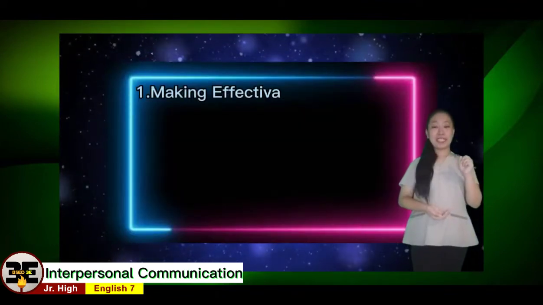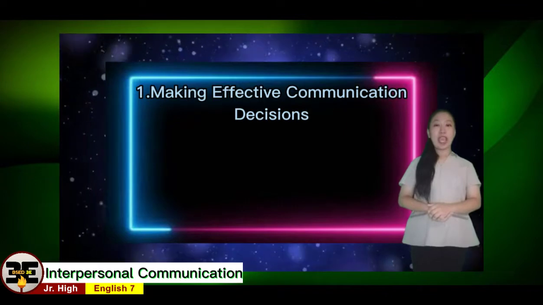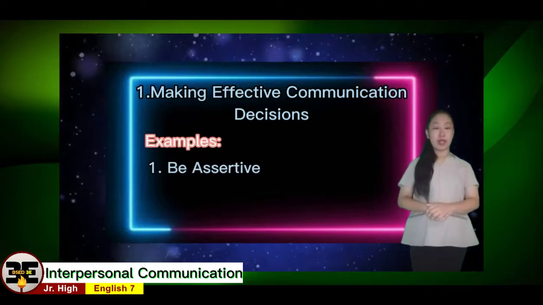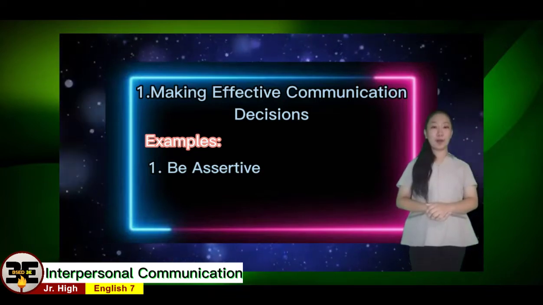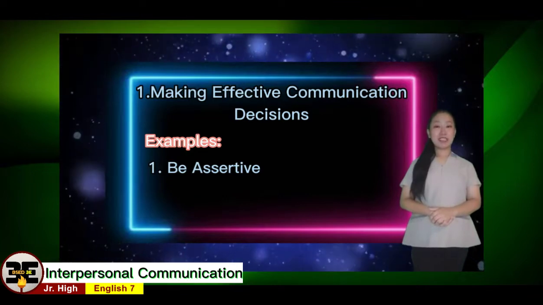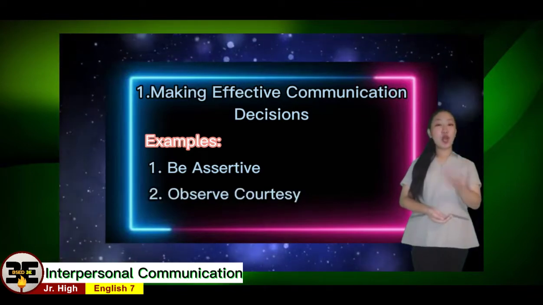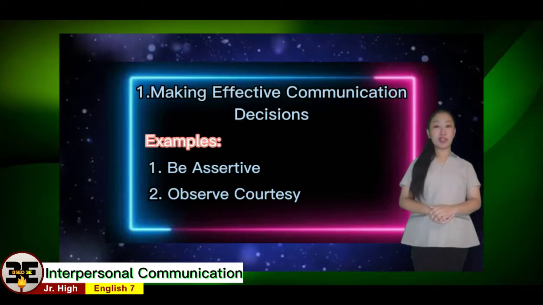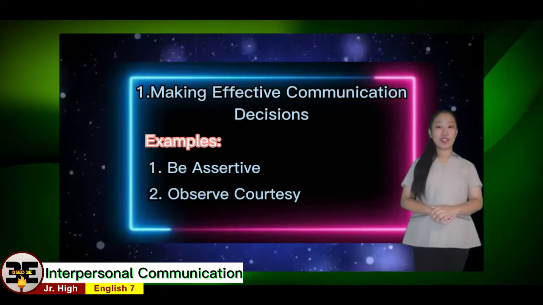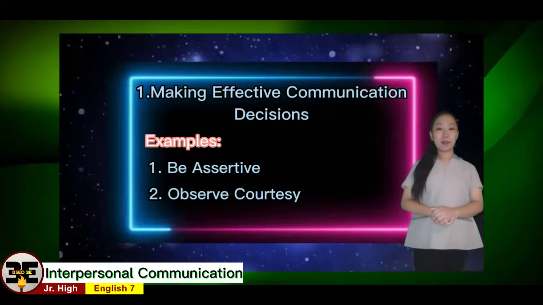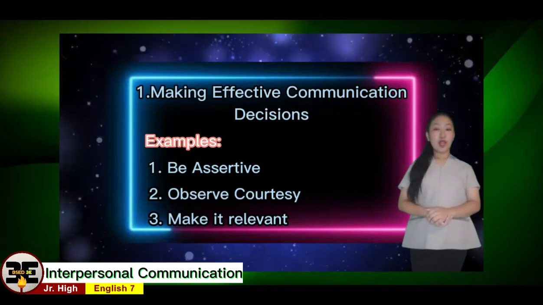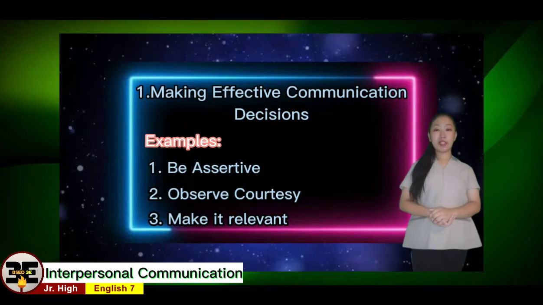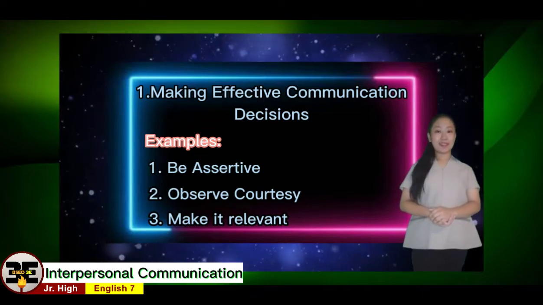that you will use in your daily lives. Number 1 is making effective communication decisions. The first example is being assertive, because being strong provides you the best opportunity of getting your point across. The next example is observe courtesy. You should show respect to the person with whom you are talking by communicating courteously. The last example is make it relevant. When your conversation is about education, the topic that you share is also about education, not online games.